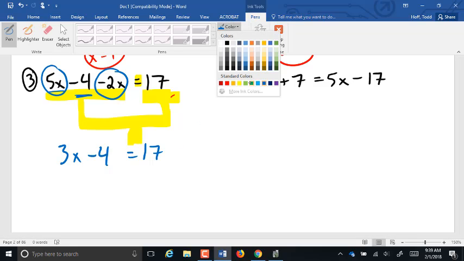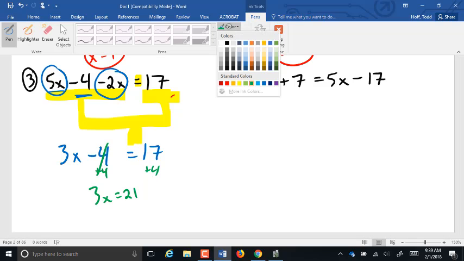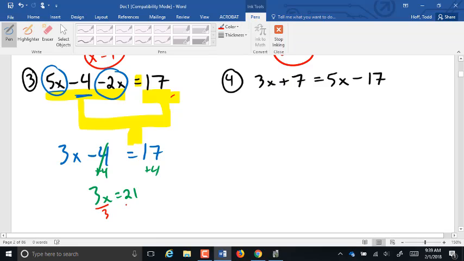And then add 4. 3x equals 21. And then divide by 3. X equals 7.